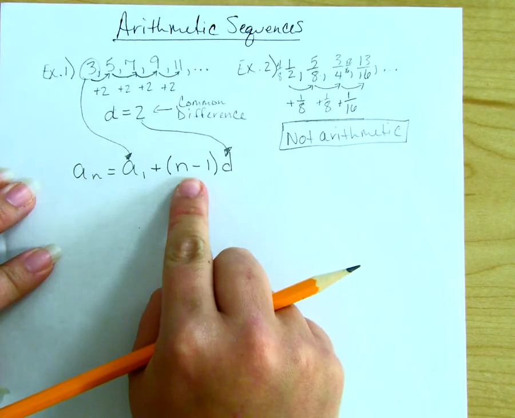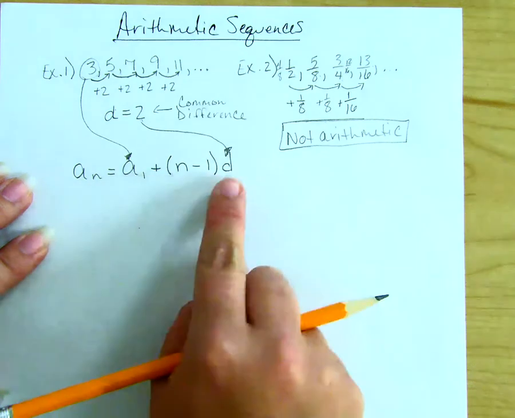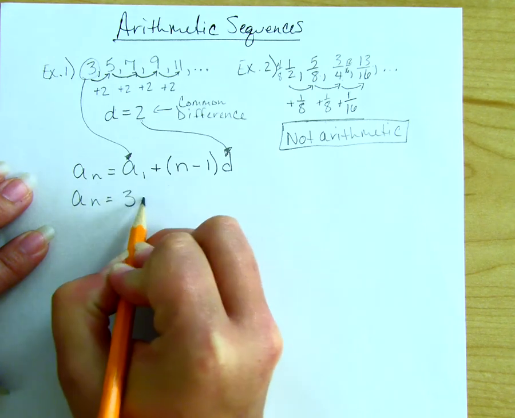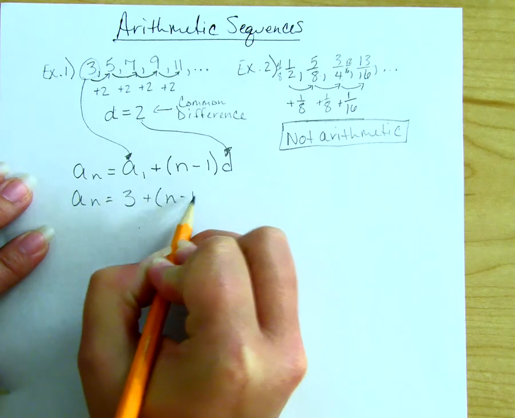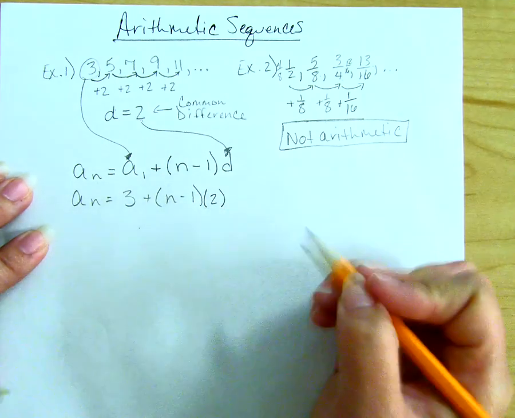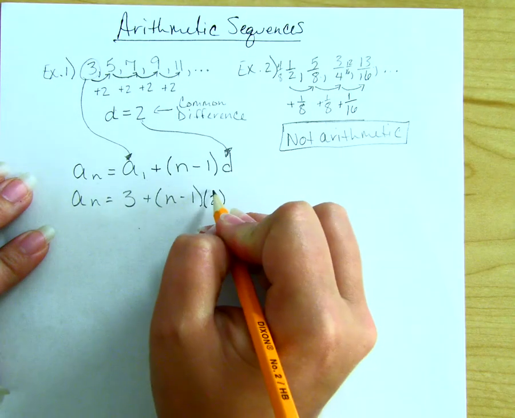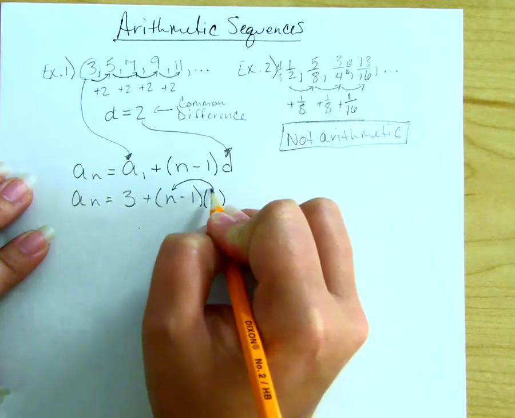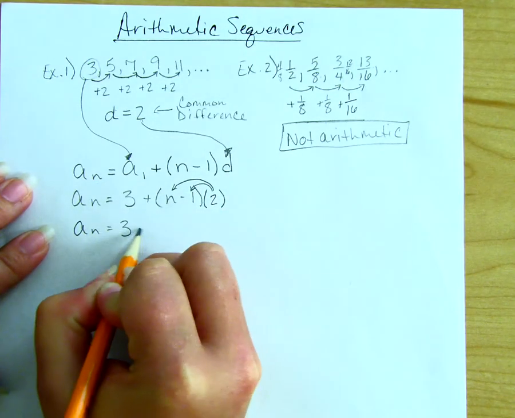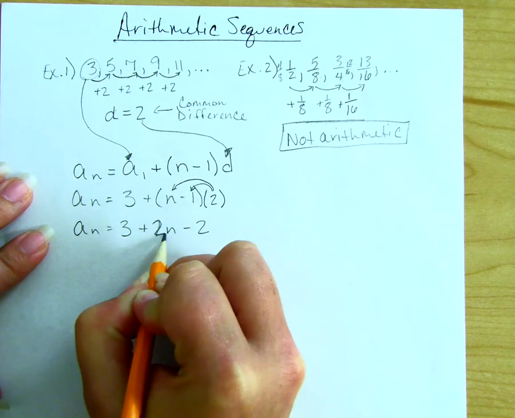And then you simply leave n minus 1 alone. Okay? So I'm going to plug in my first term and my common difference. So a sub n equals 3 plus n minus 1 times my common difference of 2. Now to make this look like an equation, I have to do a little bit of simplification over here. I notice that I can distribute 2 to n and 2 to negative 1. So I get a sub n equals 3 plus 2n minus 2.